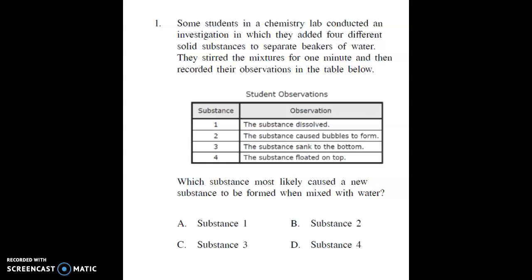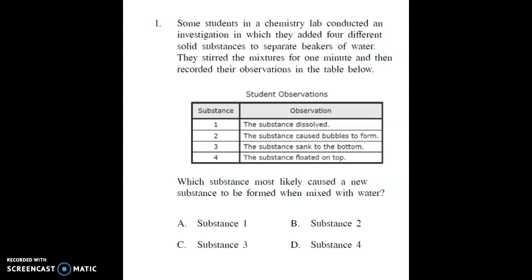Question 1. Some students in a chemistry lab conducted an investigation in which they added 4 different solid substances to separate beakers of water. They stirred the mixtures for 1 minute and then recorded their observations in the table below. Substance 1. The substance dissolved. Substance 2. The substance caused bubbles to form. Substance 3. The substance sank to the bottom. Substance 4. The substance floated on top.